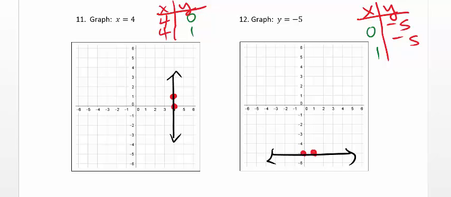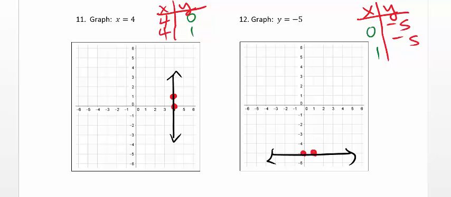Here we have the graphs for numbers 11 and 12. 11 is the equation x equal to 4. So x is always 4. So if I make a little chart, I can plug in any value for y. I pick 0 and 1. I plot the point 4, 0 and the point 4, 1. Connect them and I can see I have a vertical line where x is always equal to 4.